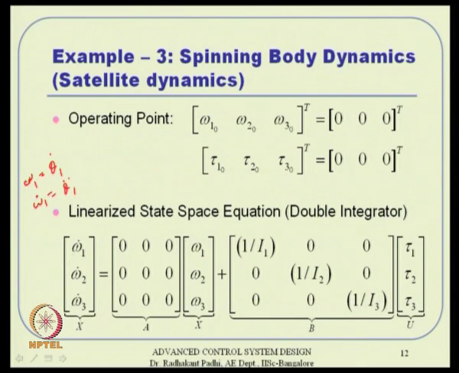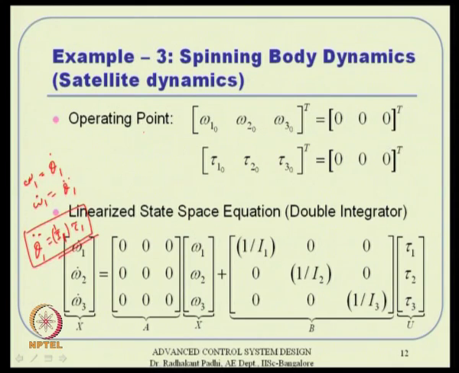So, what are you having here? This omega 1 dot, which is nothing but theta 1 double dot, is equal to 1 by I1 times tau 1. So, this particular thing is called a double integrator actually. Theta 1 double dot is a function of only tau 1. So, that is nice. Suppose you take a transfer function analysis, this is a nice linear system, you can take a transfer function there, and it will have double poles at the origin, and that happens for every channel.